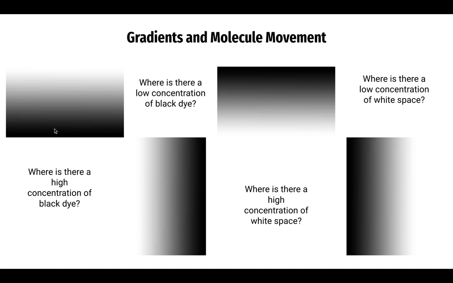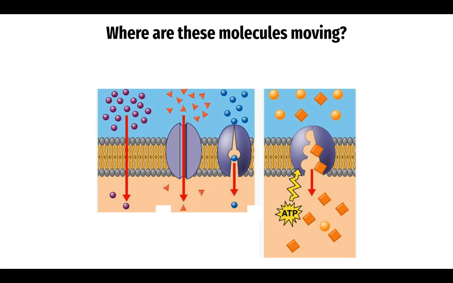So a gradient is where you have a high concentration of something and a low concentration of something. And it kind of looks to me like the black dye is spreading out. It's fading towards the white. Or if you're looking at the white, you can see that the white is kind of fading into the black. And eventually, if you let all these, quote, molecules or particles move around, it would just be a gray color because that would be homeostasis. It's when it's reaching an equilibrium. It's equal everywhere. So the same thing is happening with molecules. So where are these molecules moving? I see them all moving through a membrane. This is a phospholipid bilayer. We see the lipid tails in the middle and the phosphate heads on the outside.